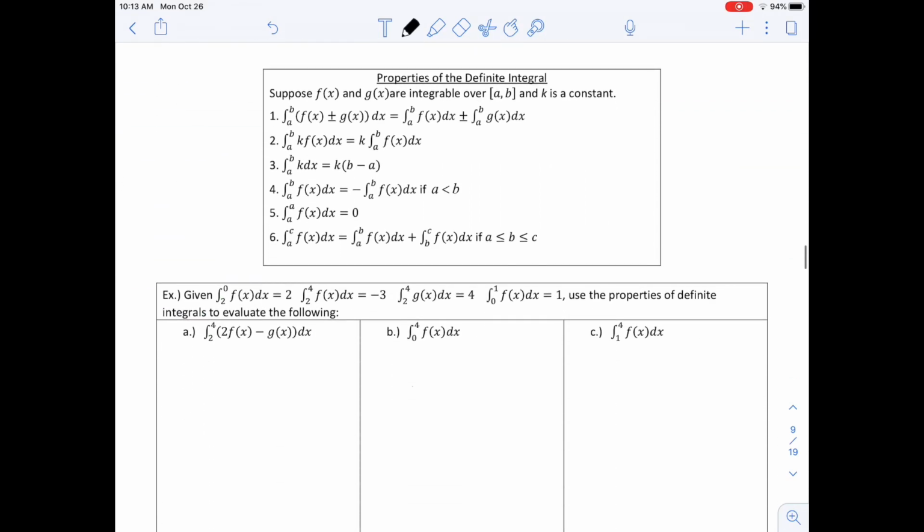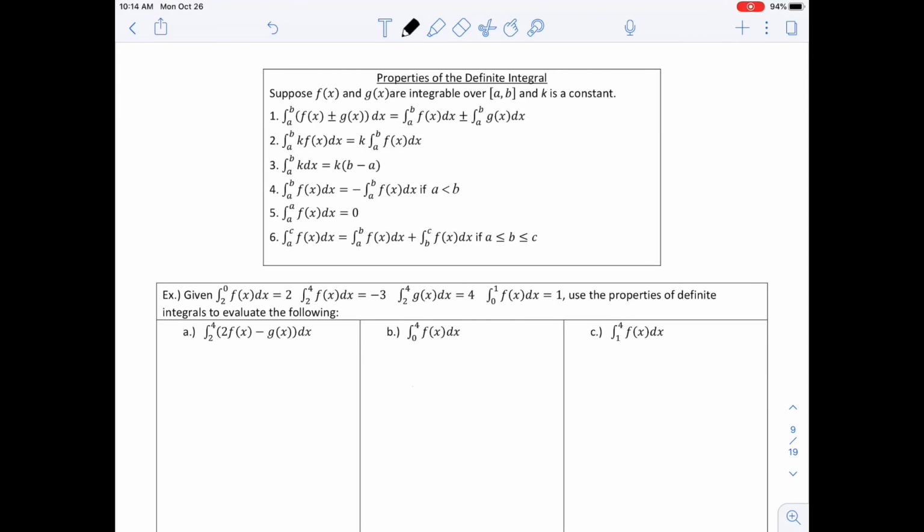On the top of the next page, we have properties of the definite integral. The first thing says, suppose that f of x and g of x are integrable over the interval from a to b and k is a constant. First one says that the integral from a to b of f of x plus or minus g of x dx is equal to, we're able to take the integral of each of those individually. Second one says that if we have a constant, we're able to pull that out in front of our integral, just like what we did for indefinite integrals. The third says that if you're integrating from a to b of k dx, this is the same thing as just k times b minus a, and that's from that fundamental theorem of calculus.